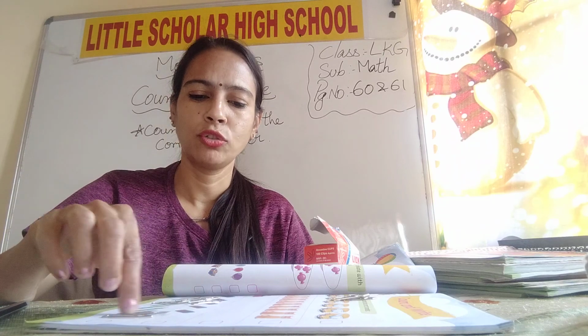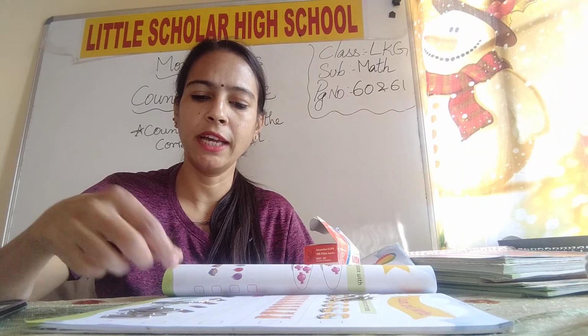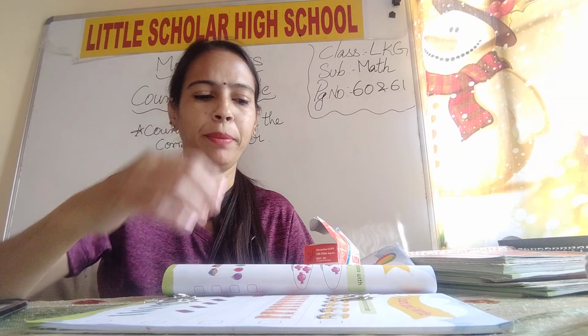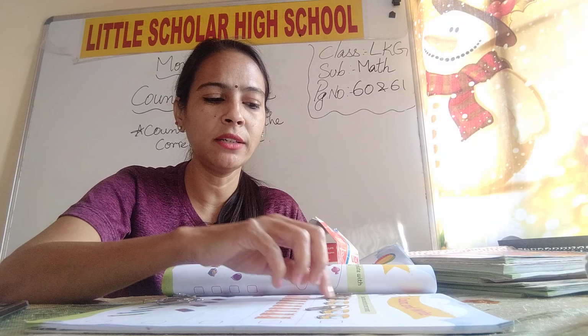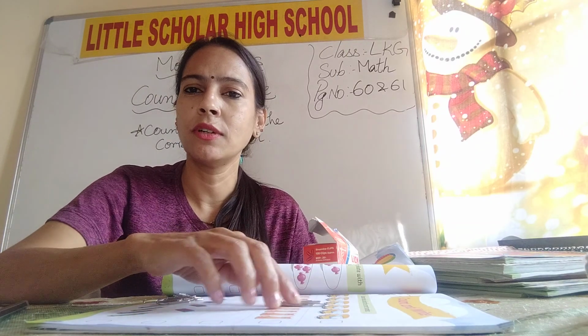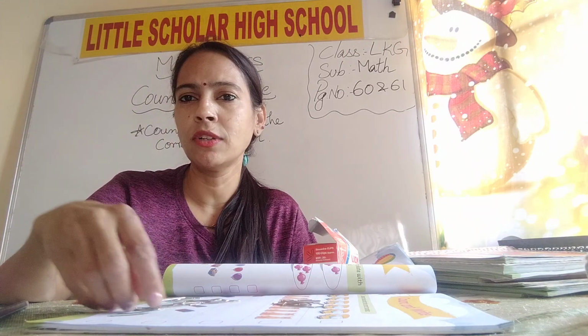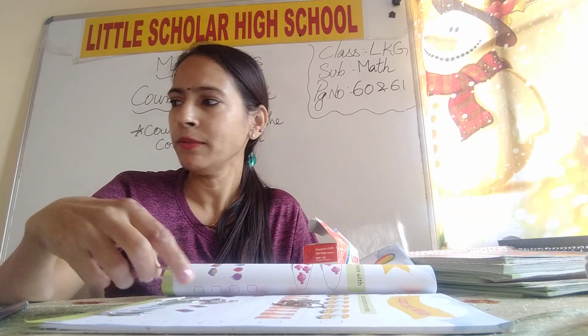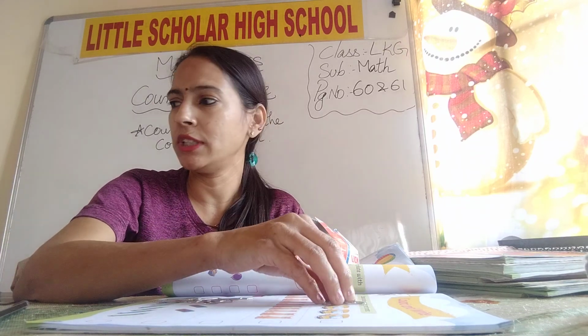1, 2, 3, 4, 5, 6, 7. So Reena has how many pins? 7 pins. Now how many pins does Rita have? We'll count. 1, 2, 3. So Rita has 3 pins and Reena has 7 pins. So who has more pins? It is Reena. Why? Because she has more than 3 pins, right? This is less. Rita has fewer pins and Reena has more pins.